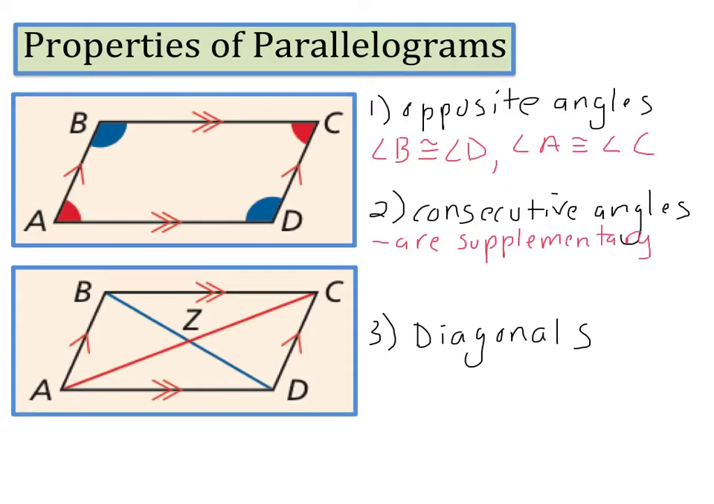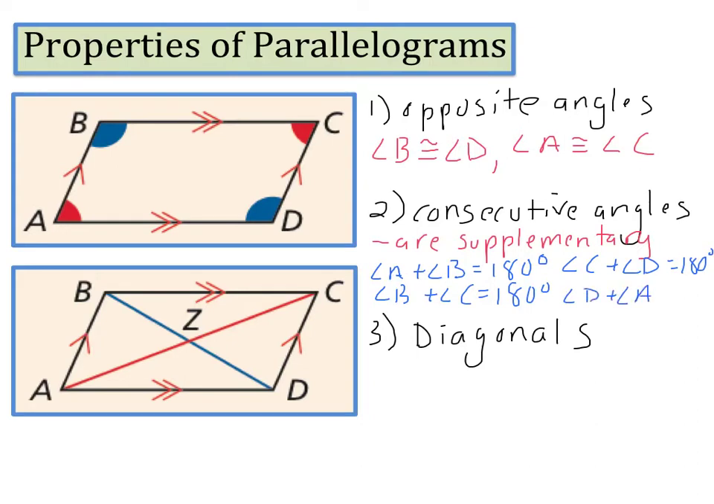So for example here, angle A and angle B add up to 180 degrees. Angle B and angle C add up to 180. And so on and so forth. Angle C plus angle D add up to 180. And angle D plus angle A. All the consecutive angles are supplementary.